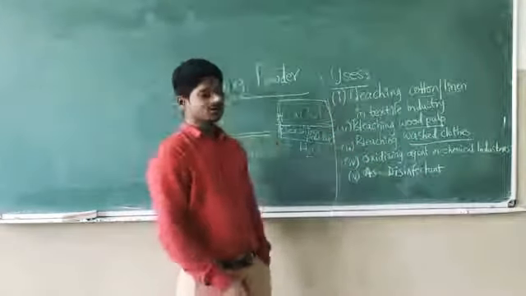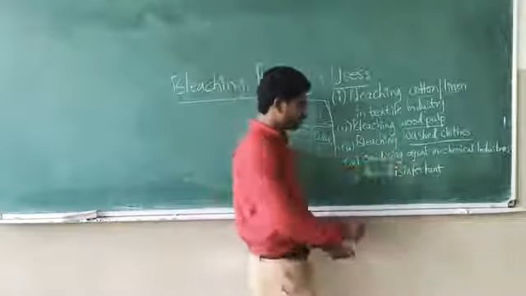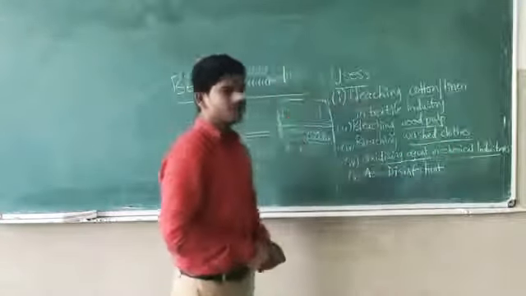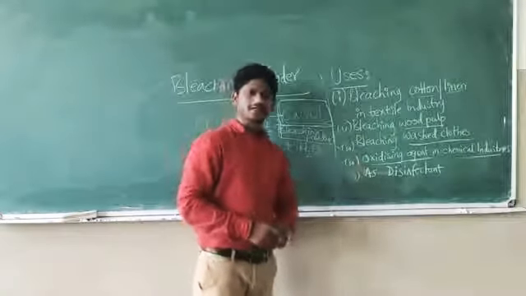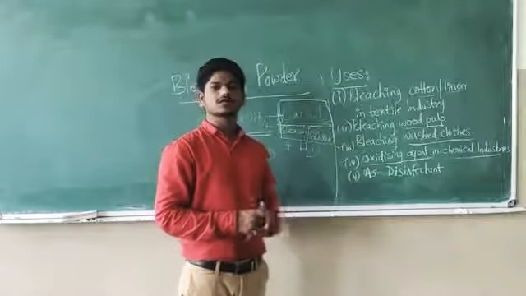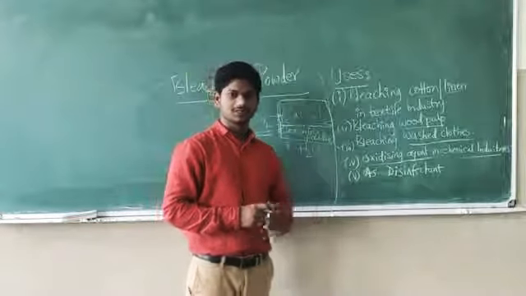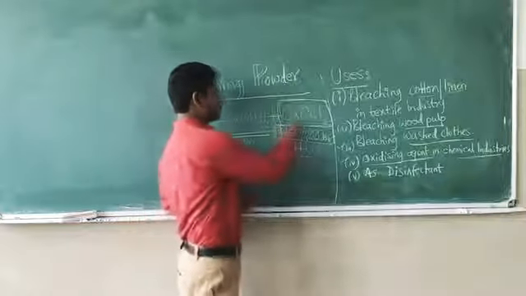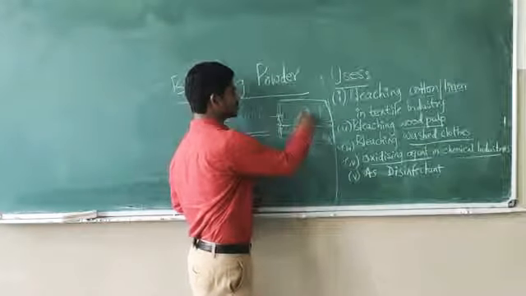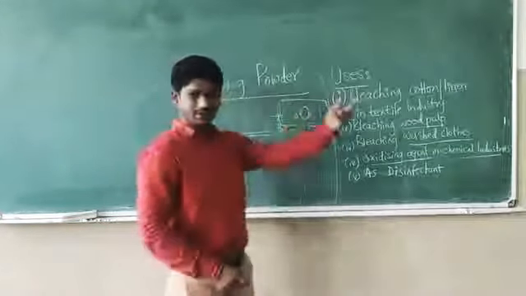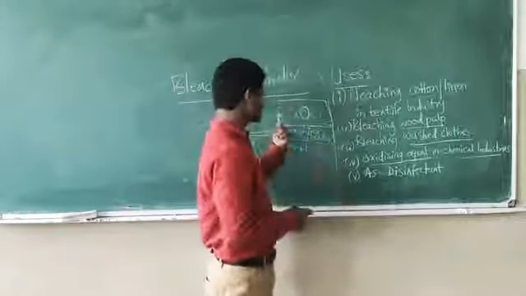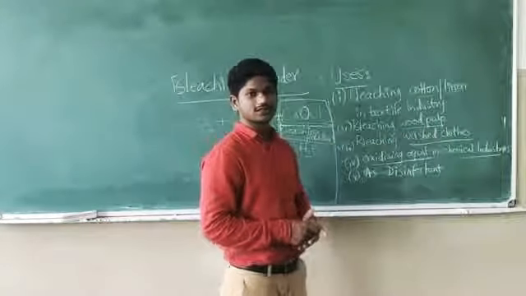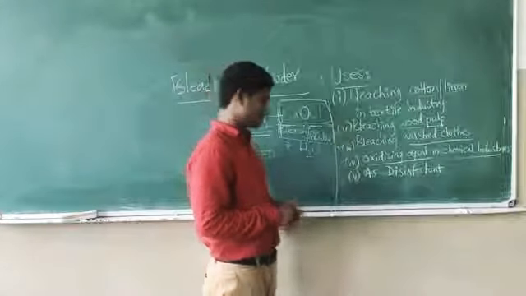Then it is used as an oxidizing agent in many chemical industries. It is used as what? Oxidizing agent. What is an oxidizing agent? An oxidizing agent is a substance which provides oxygen to other substances. Here, the bleaching powder has oxygen in it, so this oxygen it may give to others. Therefore, it acts as an oxidizing agent, and it is used as an oxidizing agent in many industries.